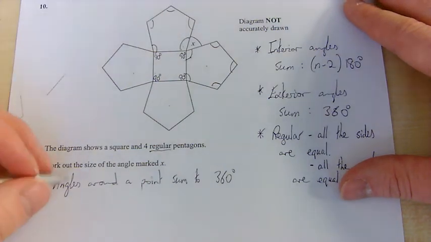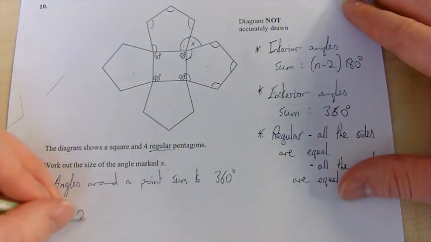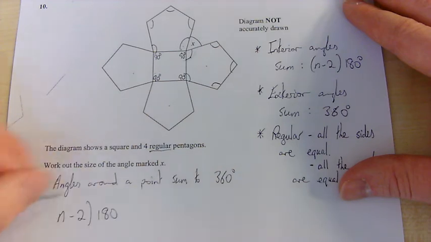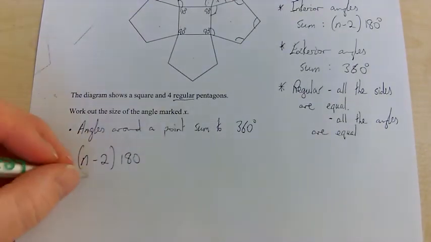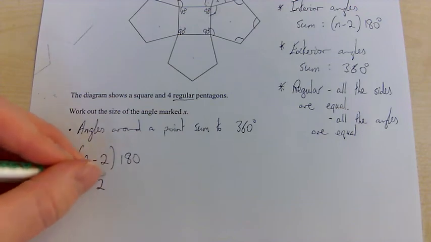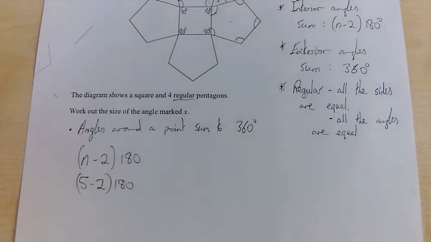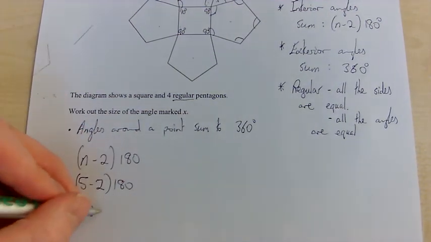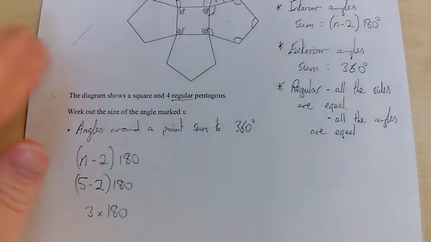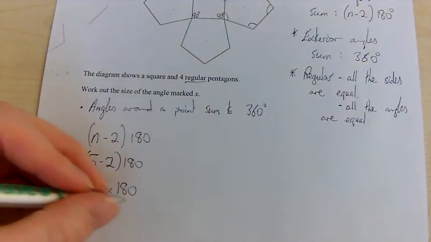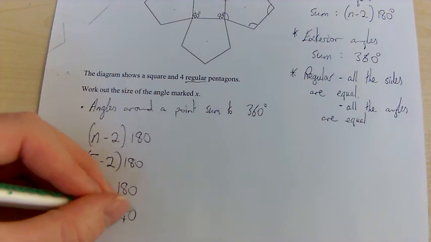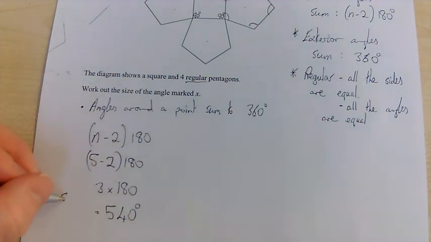So let's find the sum of interior angles in a pentagon. Well, it's 5-sided, so we've got 5 minus 2 times 180. 3 multiplied by 180. 3 times 180 is 540 degrees. So that is the sum of interior angles.